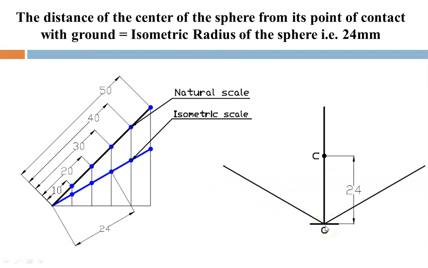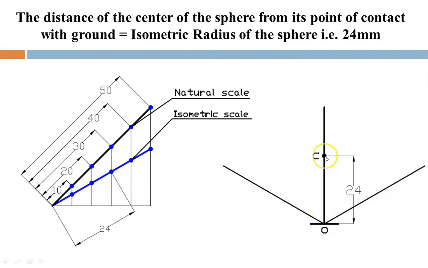Now from the origin, we are assuming that the sphere is kept on the ground. The important thing mentioned here is the distance of the center of the sphere from its point of contact with the ground. I repeat, the distance of the center of the sphere from its point of contact with the ground is equal to the isometric radius of the sphere, that is 24 mm. Isometric radius means the actual or natural radius is 30 mm, but because of the isometric scale you get it as 24 mm. This 24 mm is the distance of the center of the sphere from the point of contact with the ground. So consider this is the point of contact O with the ground.